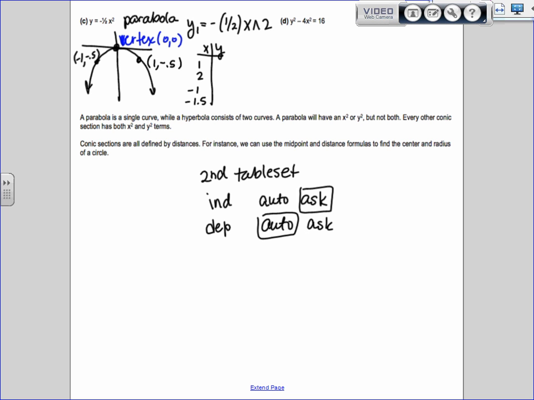Okay, and this last one. So I'm going to solve for y, so I'm going to add the 4x squared over. So I get y squared equals 4x squared plus 16. I take the square root, and I write plus or minus. So I get y equals plus or minus the square root of 4x squared plus 16. So that's going to be y1, and then y2 will be the negative one, right? Yes? Yeah, I put it in two separate. I put y1 was plus and y2 is minus.